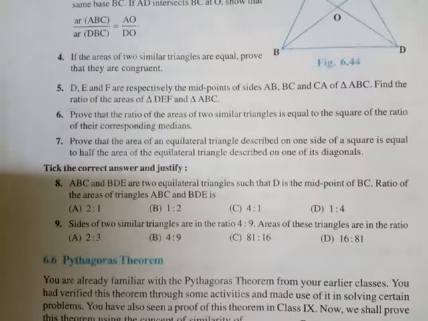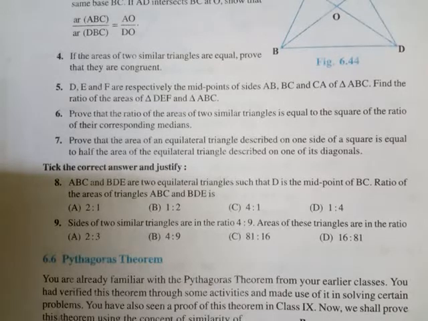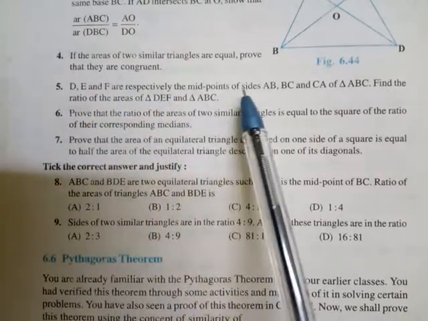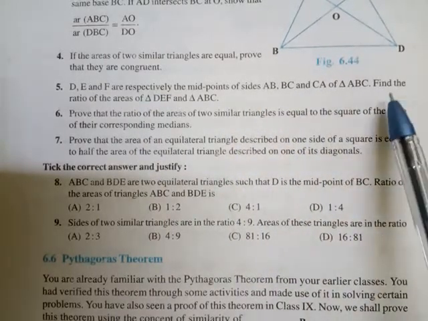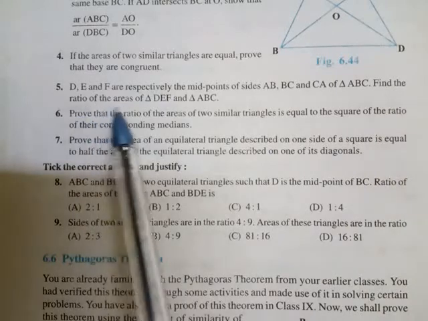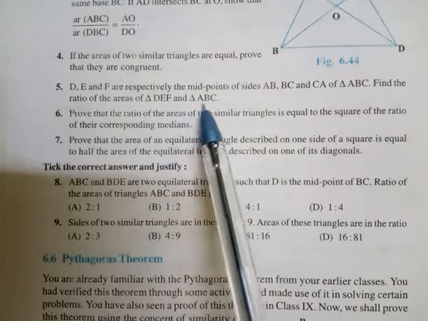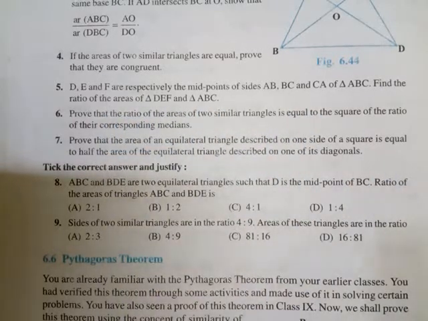Student, now we are going to solve exercise 6.4, class 10 general maths, question number 5. As you can see in the video, D, E, F are respectively the midpoints of sides AB, BC and CA of triangle ABC. Find the ratio of the area of triangle DEF and triangle ABC. So let's have a look, student, how to solve this one. Question number 5, exercise 6.4, class 10 general maths.